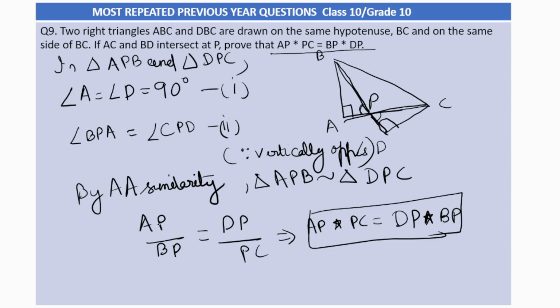And from this we can say that since the triangles are similar, the ratio of the sides are equal. So corresponding sides, not any side, the ratio of the corresponding sides of two similar triangles are equal. So AP into PC equal to DP into BP, hence proved. So this question is not difficult. We just need to find out the way to reach the solution, how to prove it. All right.